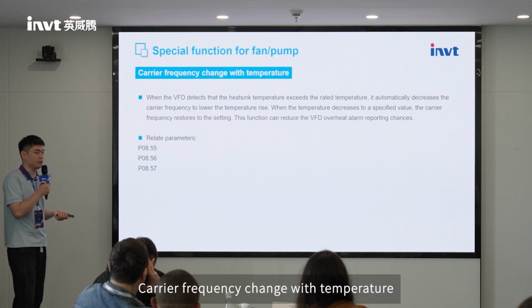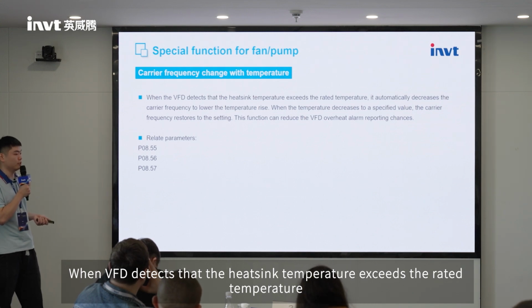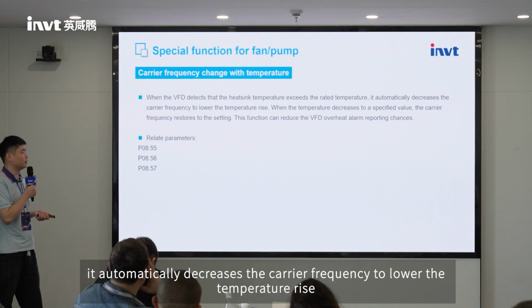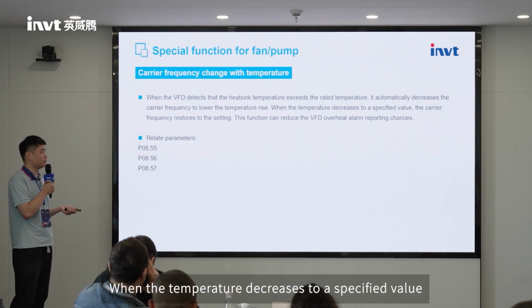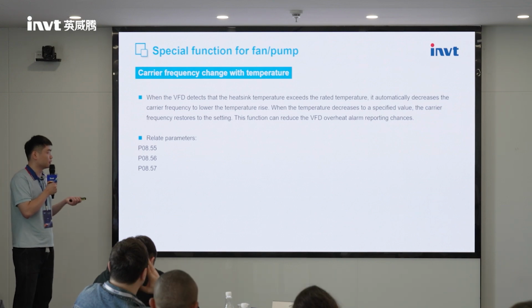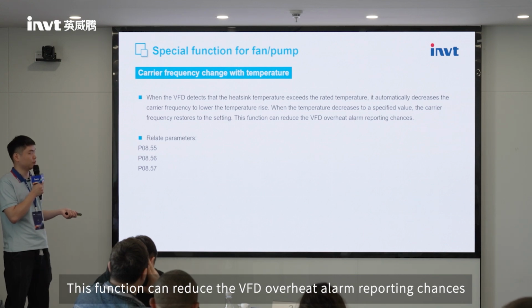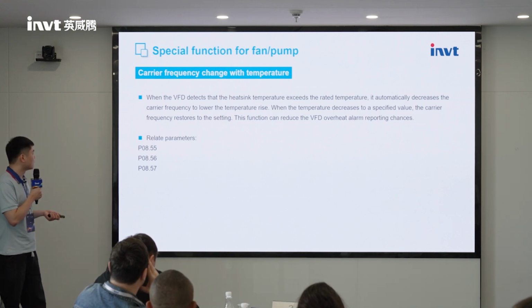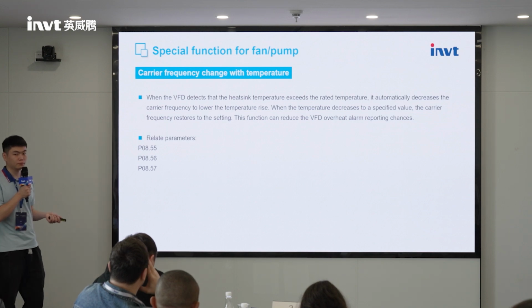Carrier frequency change with temperature. When the VFD detects the heat sink temperature exceeds the rated temperature, it automatically decreases the carrier frequency to lower the temperature rise. When the temperature decreases to the specified value, the carrier frequency restores to the set state. This function can reduce the chance of VFD overheat alarms. The related parameters are P80.55 to 57. That's all.